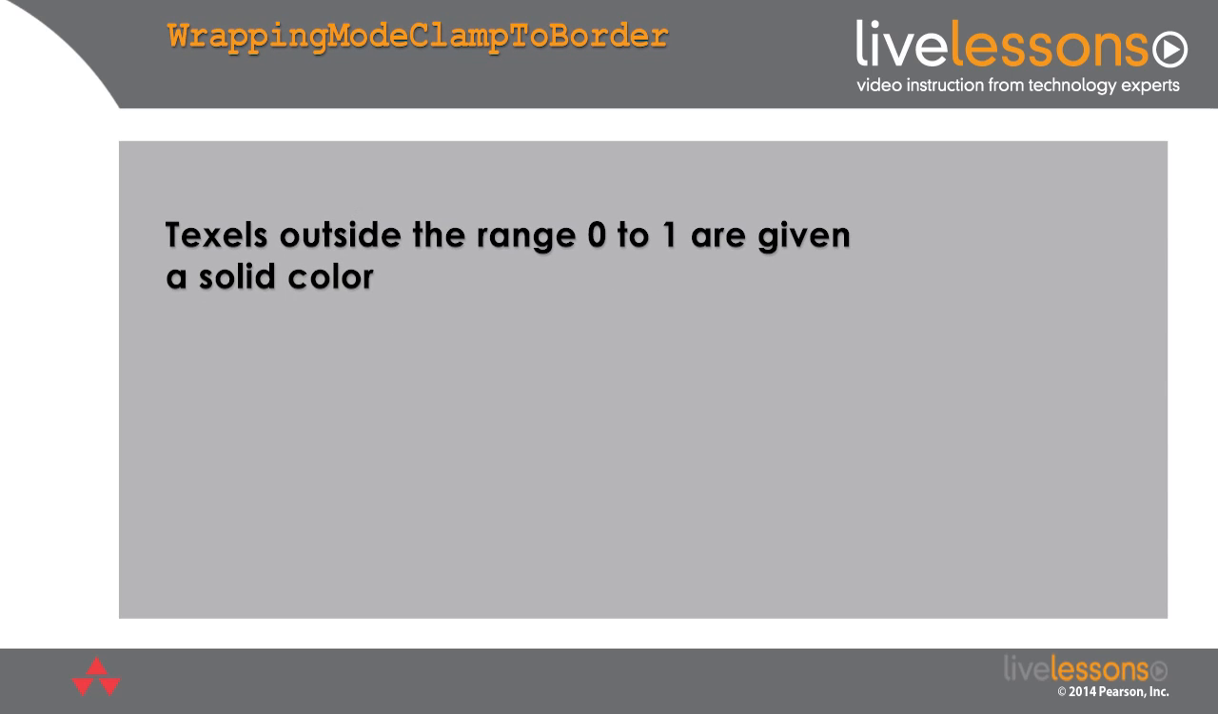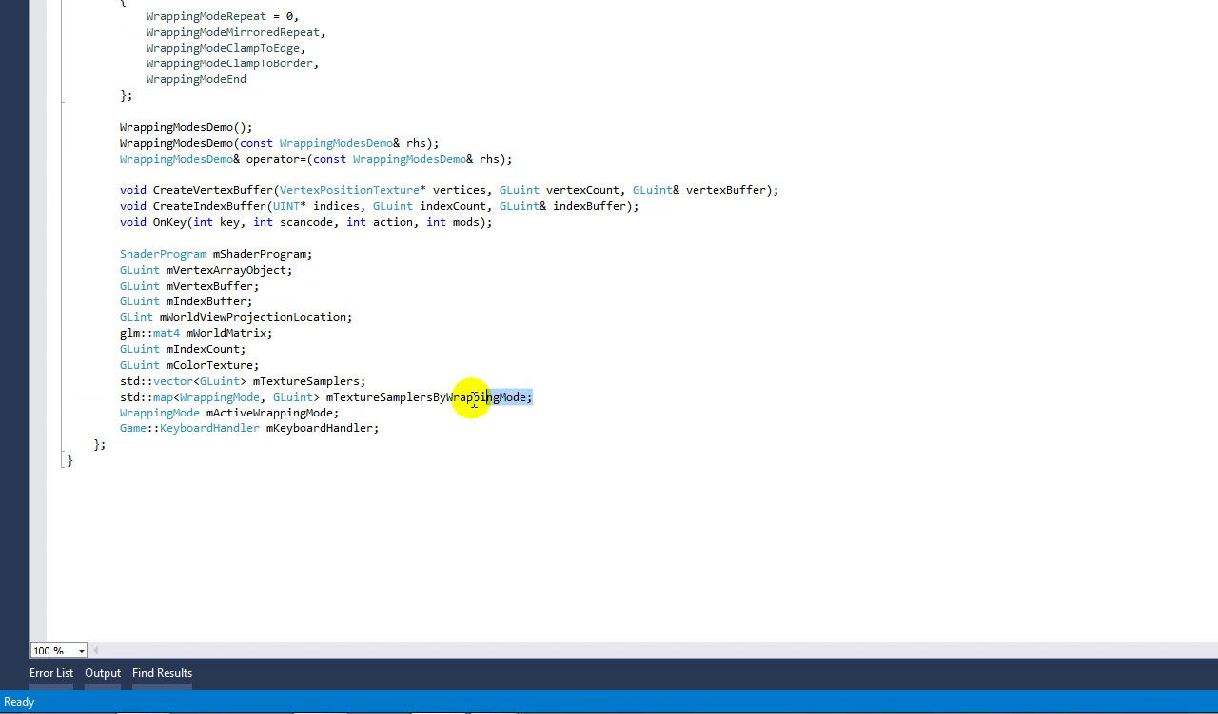Clamp to border is similar, except that instead of specifying the last pixel, the pixel at value 1 or the pixel at value 0 that it sampled, we're going to specify a solid color, a border color, to surround the texture. Now the rest of this code looks very similar to the last example, with the exception of these few new data members.